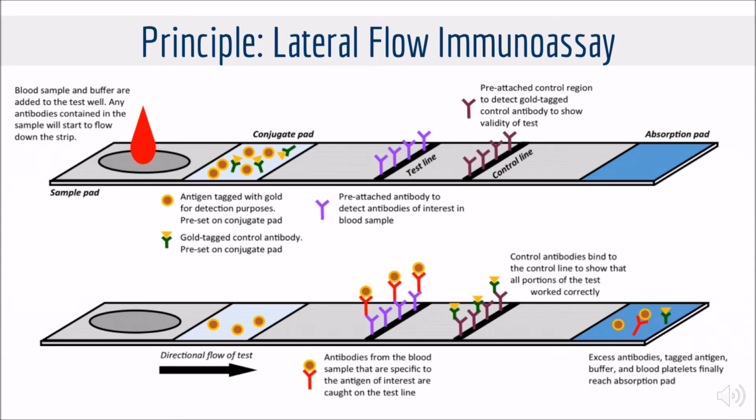So let's look at the flow of the test. When the blood sample is added to the test, the antibodies contained in the sample will start to flow down the strip by capillary action. At the conjugate pad, antibodies that are present from the blood sample will bind to the antigen of interest, forming an immunocomplex. Then it will be caught on the test line by the pre-attached antibody. At the control line, the control antibodies will bind to the control line to show that all portions of the test worked correctly. Then excess antibodies, tagged antigen, buffer, and blood platelets finally will reach the absorption pad.